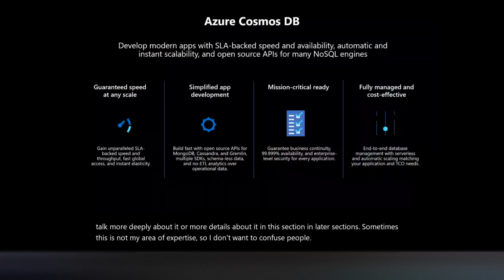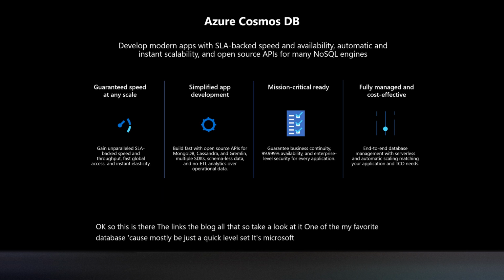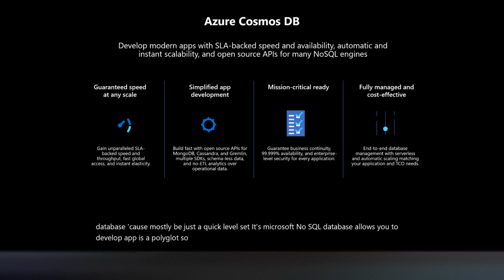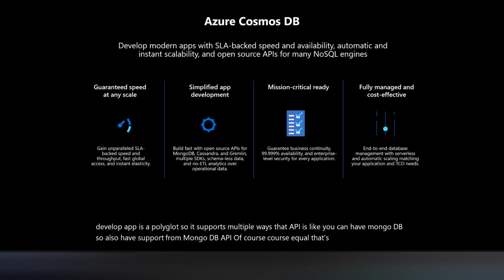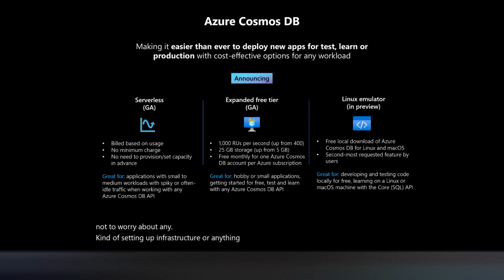Oh, one of my favorite databases, Cosmos DB. Just a quick level set. It's Microsoft's NoSQL database that allows you to develop apps. It's polyglot, so it supports multiple APIs, like MongoDB API support and, of course, Core SQL, which is the basic one, and you can scale it for very large workloads. You can do global distribution, and it's fully managed. You don't have to worry about setting up infrastructure or anything. Fully PaaS.